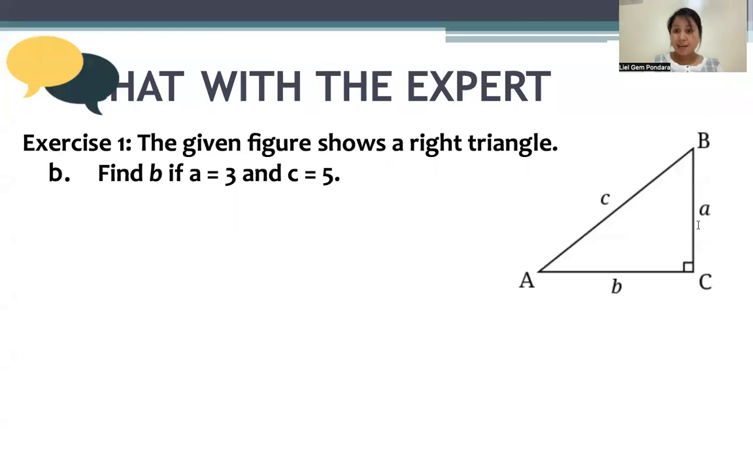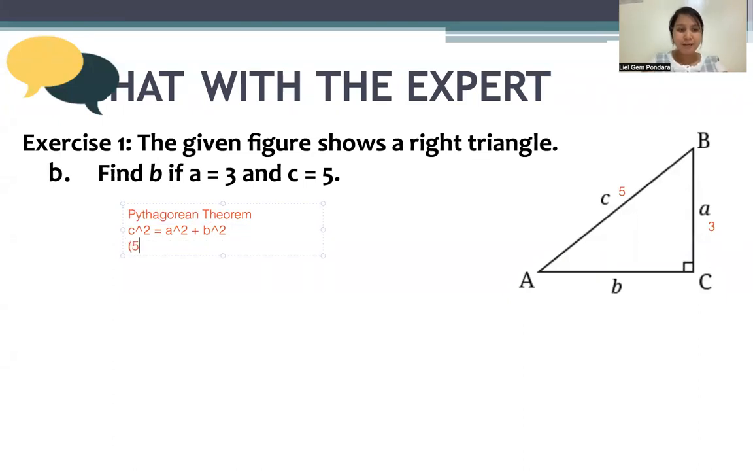Find B if A is equal to 3, C is equal to 5. So we're looking for the value of B. Now let's write again our Pythagorean theorem. Again, the Pythagorean theorem only applies to right triangles. C squared equals A squared plus B squared.